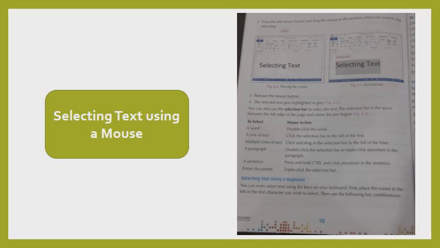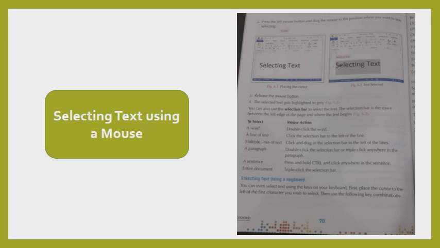And you can also use the selection bar to select the text. The selection bar is the space between the left edge of the page and where the text begins. You can highlight this definition of selection bar. You will see some mouse actions to select your text. If you want to select just a word, what will you do? You will double click the word and it will get selected.